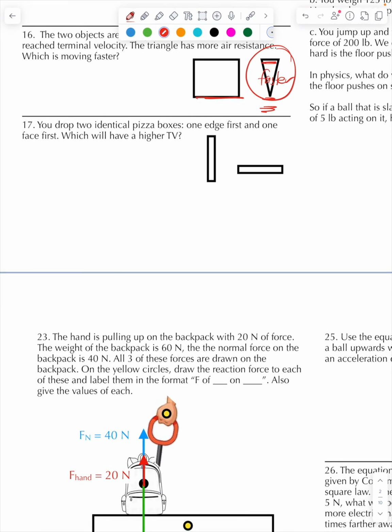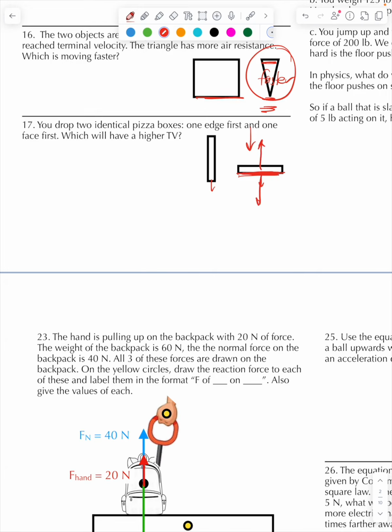Question 17, you drop two identical pizza boxes, let's say they're both moving downwards. The first one is edge first, and the second one is face first. Which will have a higher terminal velocity? Well, which one is going to experience more air resistance at any given speed? This one, because it has a bigger cross-sectional area, it's going to be running into more air molecules. So this is going to end up reaching, how do I say this? I'm going to get more eloquent here.